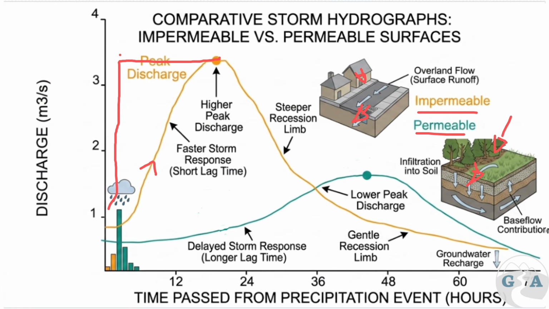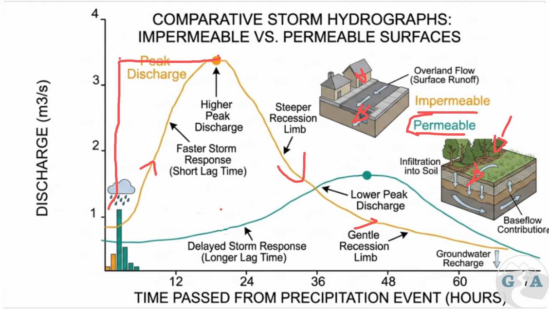The distance between the peak precipitation and the peak discharge is quite short. But then it also reacts in such a way that it goes down very rapidly too. So by the time an area that has permeable features, like a forest, is reacting to it, it's already almost back to normal flow here in the impermeable section.